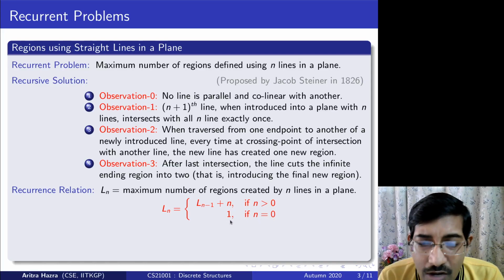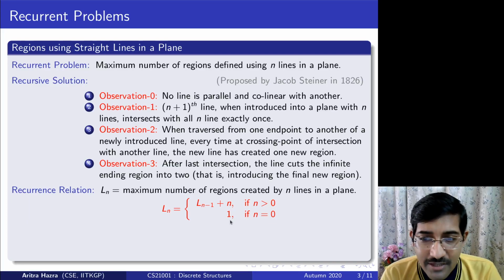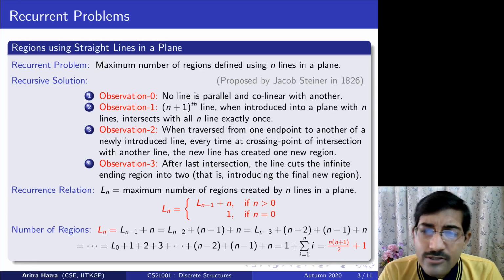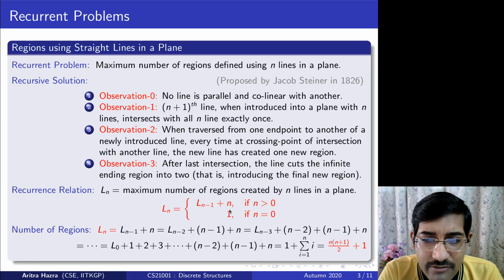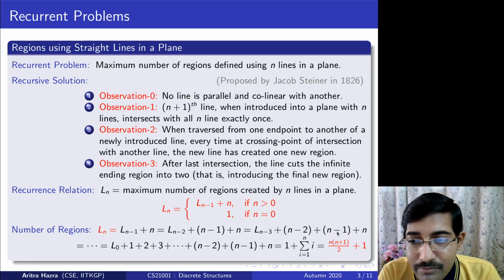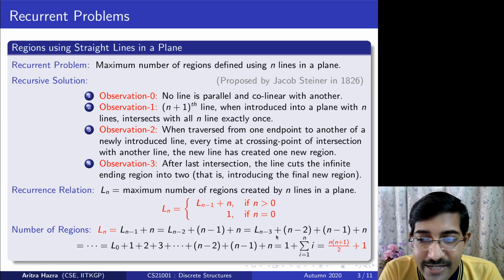So, this is how we formulate the recurrence. Now, as you can see, one of the ways to solve it is just by expanding it, because this is a very simple recurrence. So, we can expand Ln minus 1 again as Ln minus 2 plus n minus 1. Then Ln minus 2 as again Ln minus 3 plus n minus 2. So, the whole thing gets expanded like this.